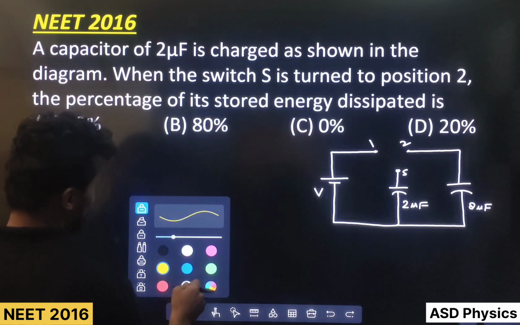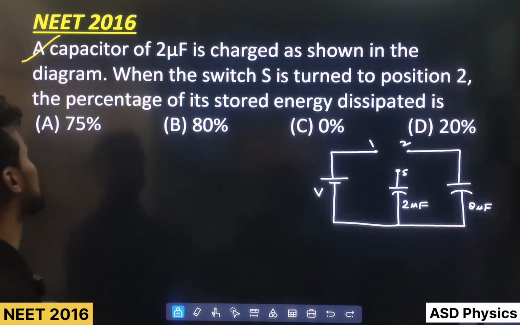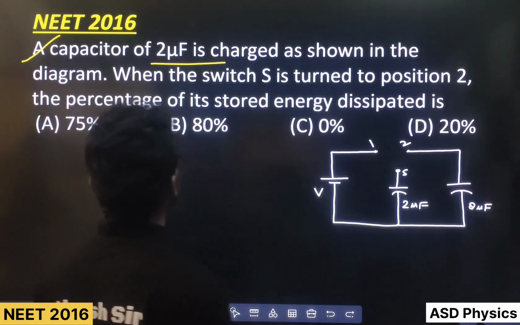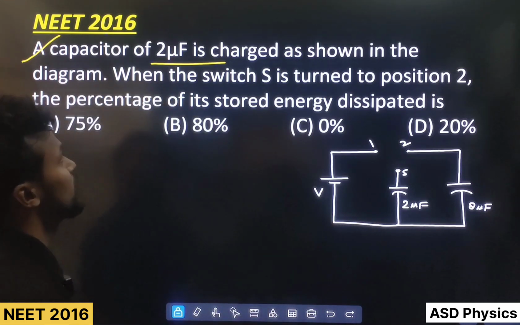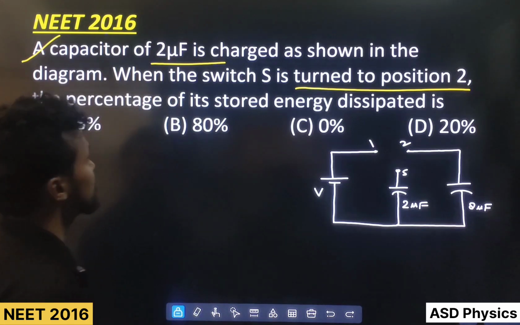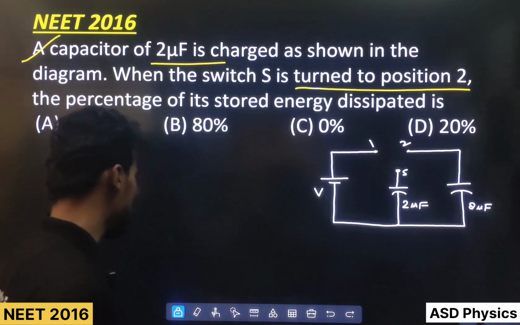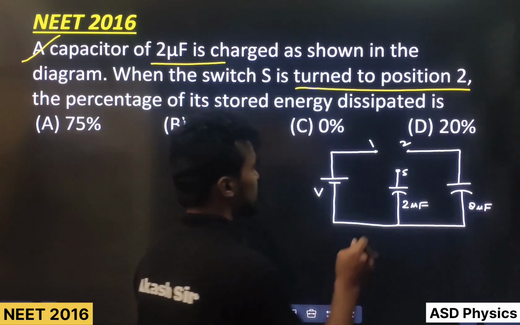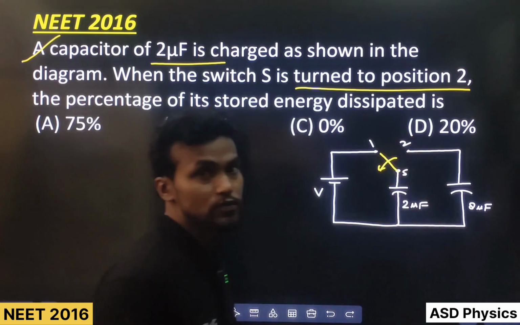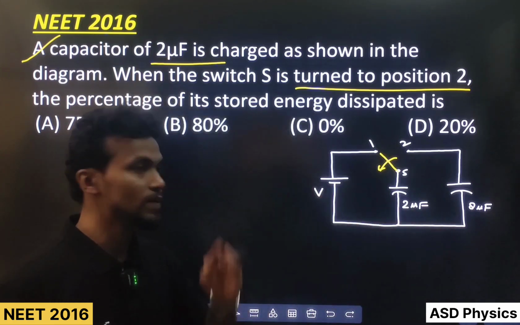So students, a very important question of NEET 2016 and a very important concept also. So see please, a capacitor of 2 microfarad is charged as shown in the diagram. When the switch S is turned to position 2, what percentage of its stored energy is dissipated? Okay students, so here first S will be connected to 1. In this situation, this 2 microfarad capacitor will be charged by the battery.